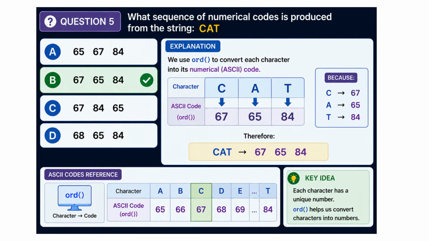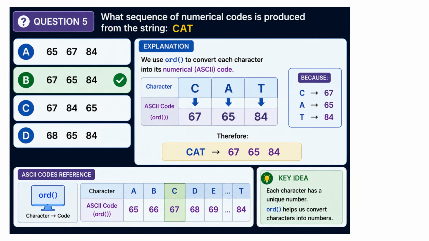C becomes 67, A becomes 65, and T becomes 84. Therefore, the string cat is represented by the numerical codes 67, 65, 84. Remember, ORD helps us convert each character into its numerical code.